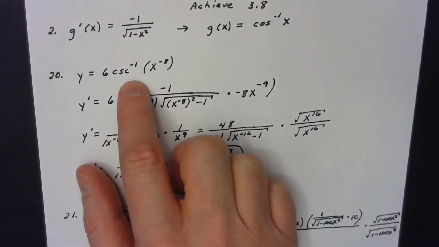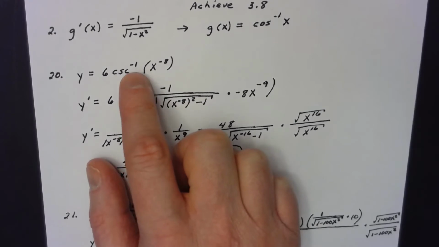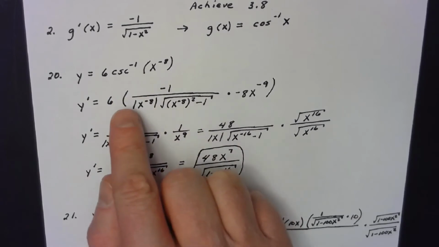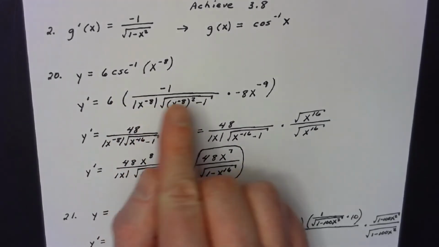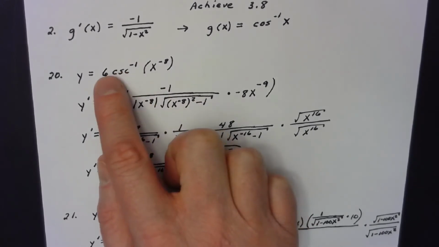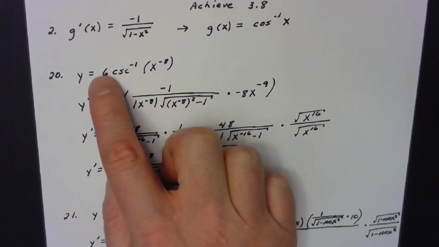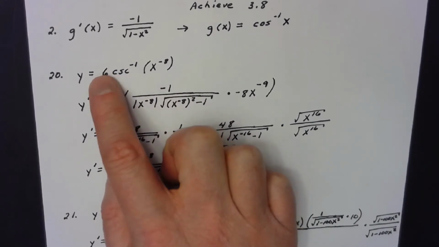This one jumps up its difficulty level quite a bit. There's some algebraic simplification that we need to do in this problem. So the inverse cosecant function has the derivative of -1 over the absolute value of what's inside of it on the square root of what's inside of it squared minus 1. Now notice how I used that within the formula. I was originally thinking of this as a product rule where I have 6 times the inverse cosecant. We know the derivative of 6 is just 0.